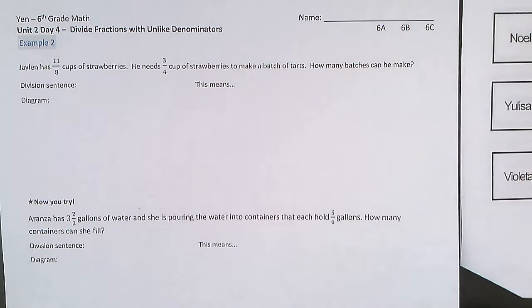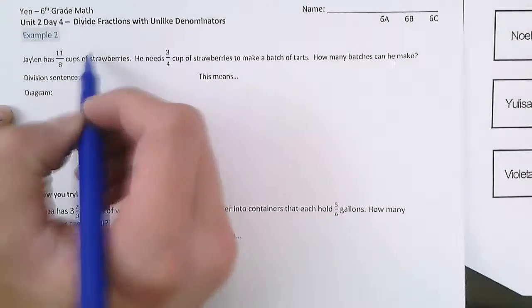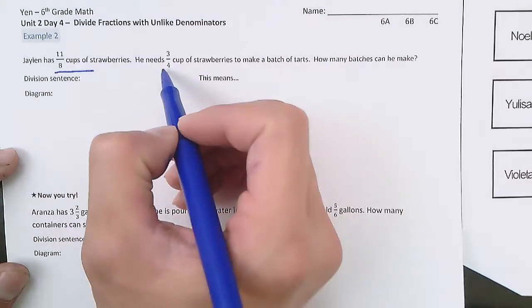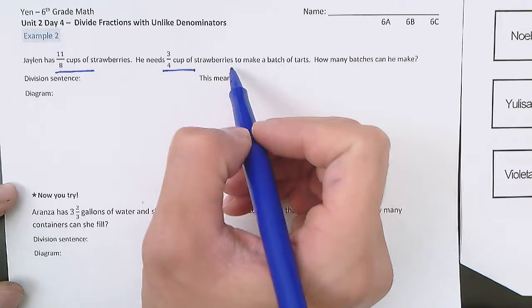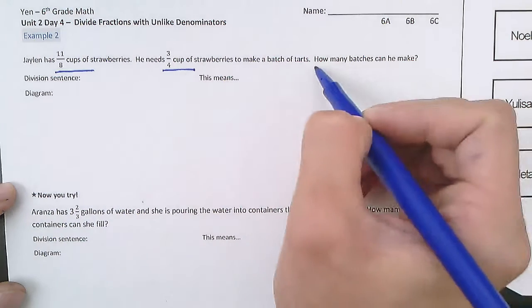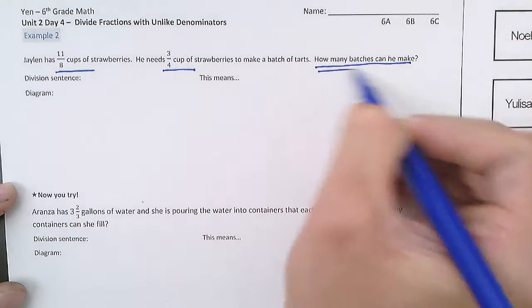Let's read the problem. Jalen has 11/8 cups of strawberries. Okay, he has 11/8 cups. He needs 3/4 of a cup of strawberries to make a batch of tarts. How many batches can he make? We're trying to figure out how many batches he can make.